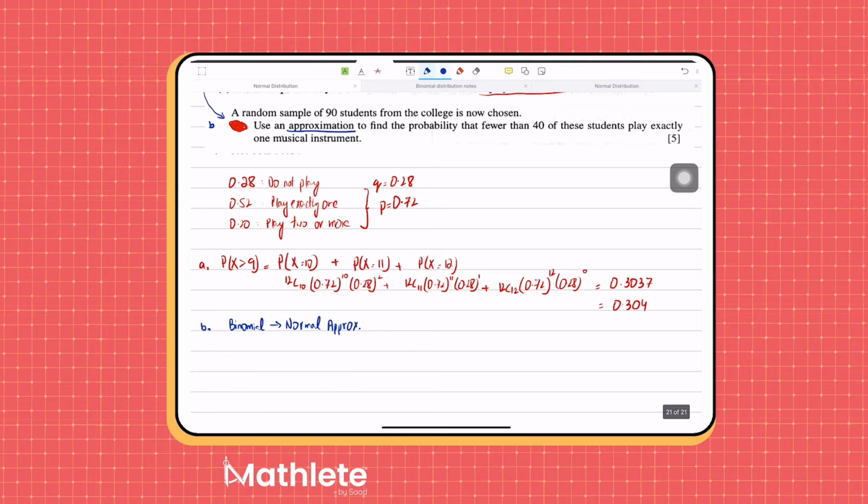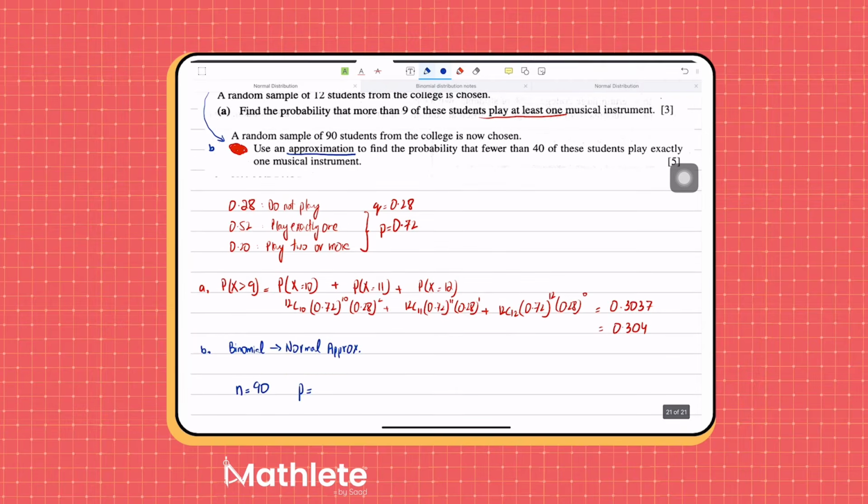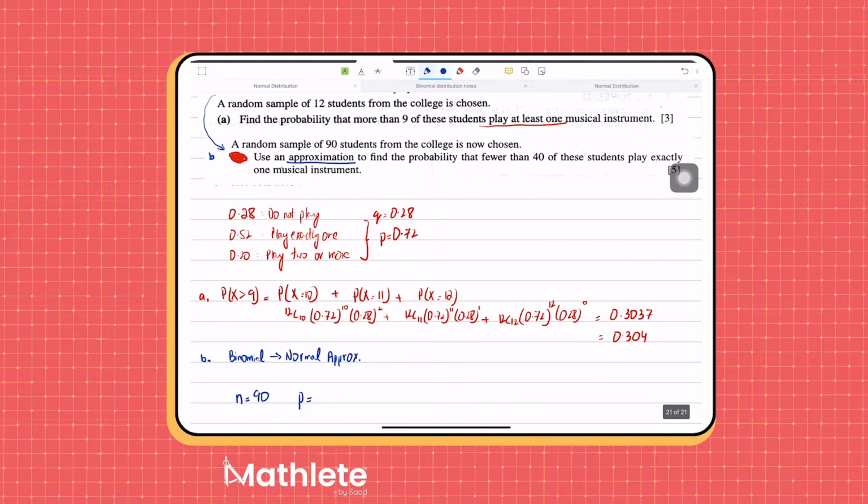So what are the important values? Here are the important values. The number of trials, 90. The probability of favorable outcome. Okay, now what are we interested in right now? We're interested in exactly one musical instrument. Okay, that 40 of these students play exactly one musical instrument.